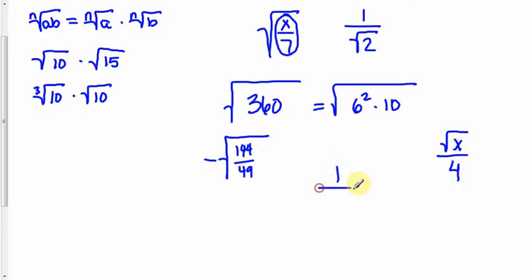Why is this one not simplified? Because there's a radical in the denominator. Okay? So that's why it's not simplified. Now, we're going to do a few easy ones to start with.